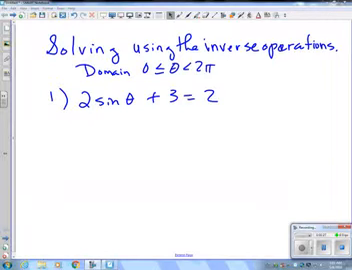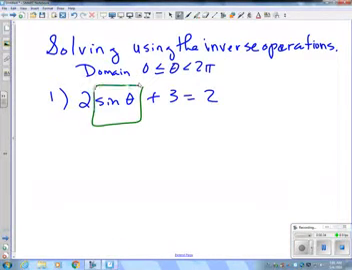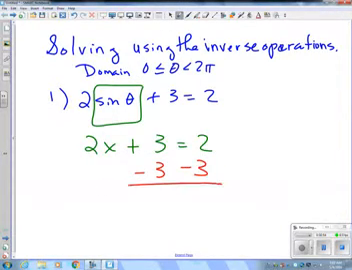But a lot of times students get so hung up on the fact that when you look at this question, you've got the sine of theta in there, and they can't see the forest for the trees, so to speak, because they can't figure out what to do because there's a sine of theta in there. So I'm going to suggest that you take that out and put an x in its place and solve your problem for x first. So we know that if we were solving this for x, we would take away 3, and we would divide by 2.